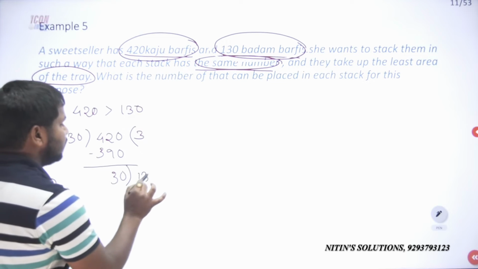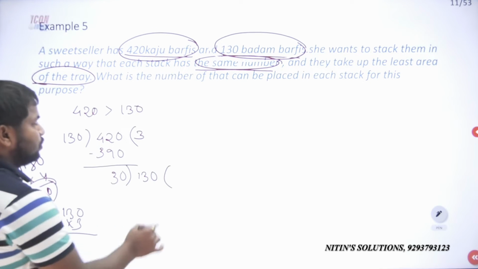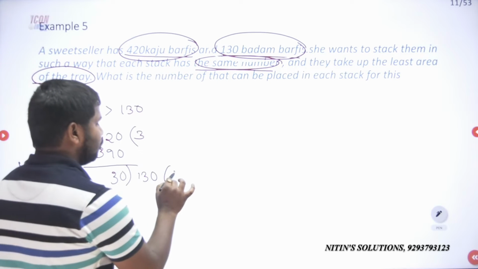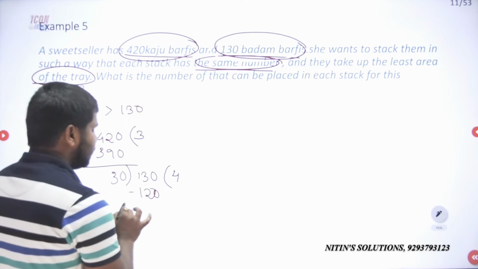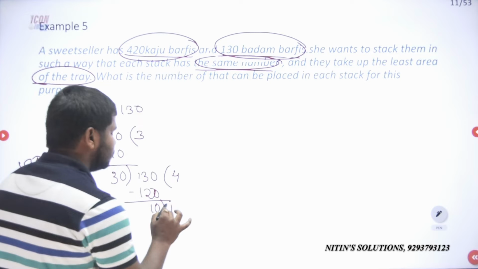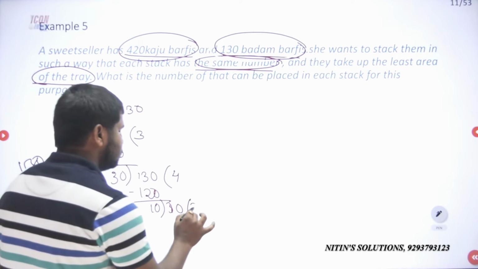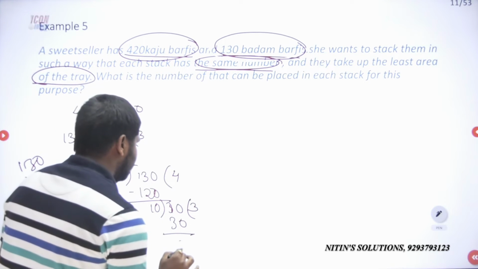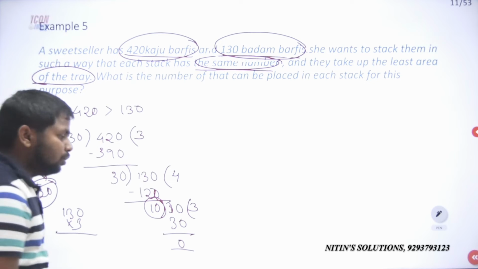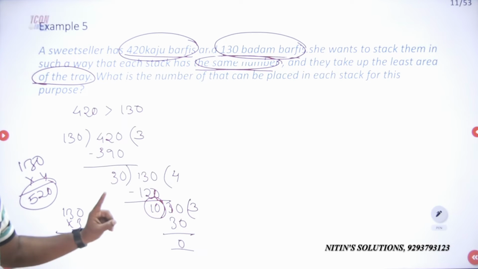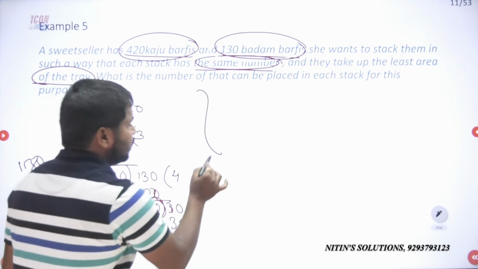Now divide 130 by 30. 30 into 4 is 120. By subtracting here I am getting 10. Again divide 30 by 10. So 10 into 3 is 30, here I am getting remainder as 0, so the HCF will be 10.